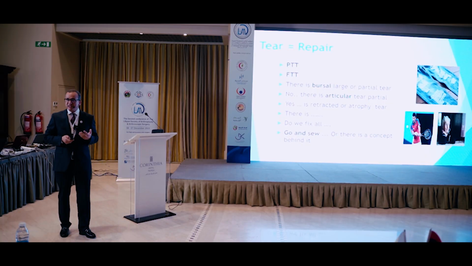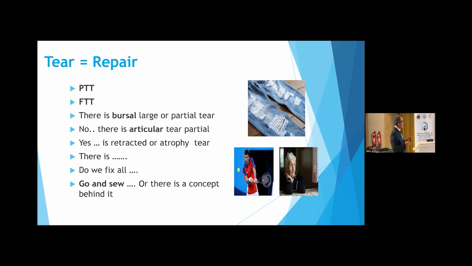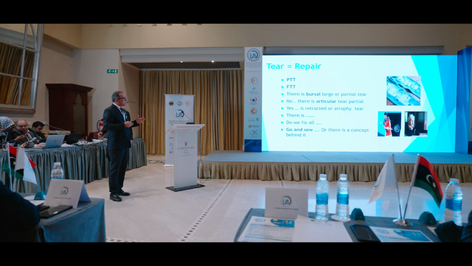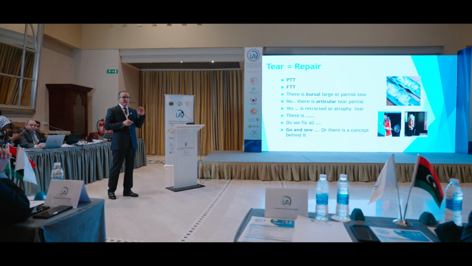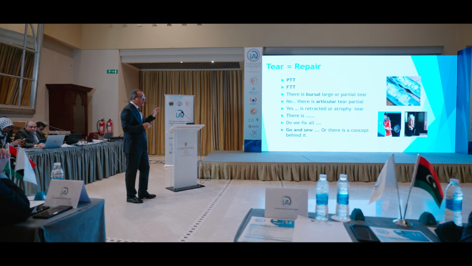The question we usually ask in daily practice, when we face a rotator cuff problem, is: should we repair every tear? No, there is a concept behind that. We have many conditions: partial thickness, full thickness, large tears, articular-sided partial tears, retracted, atrophied, or both atrophied and retracted. We see many conditions in rotator cuff problems. Do we fix all, go and sew, or is there a concept behind it?